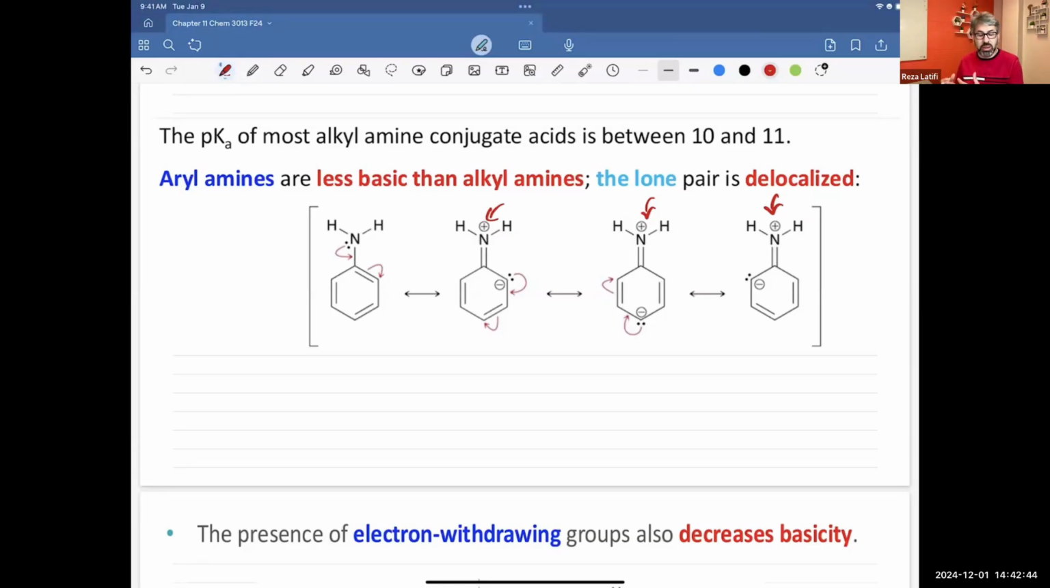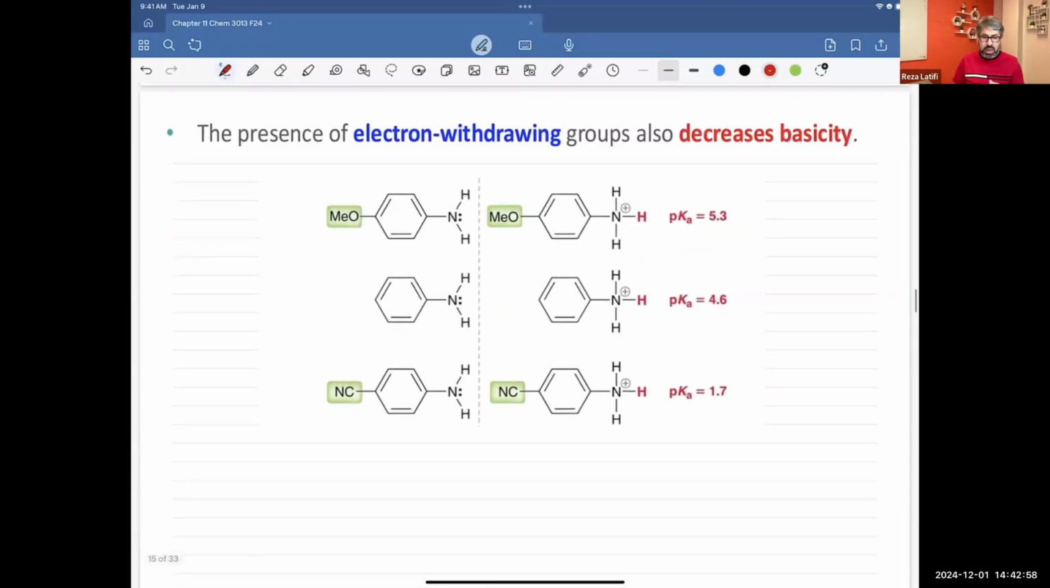but it enriched the ring, and the electron density on the ring is now higher. So the ring will be more capable of getting involved in electrophilic substitution reactions. Any electron donating group is going to increase the basicity. So the first one is an electron donating group. How do I know it's an electron donating group?